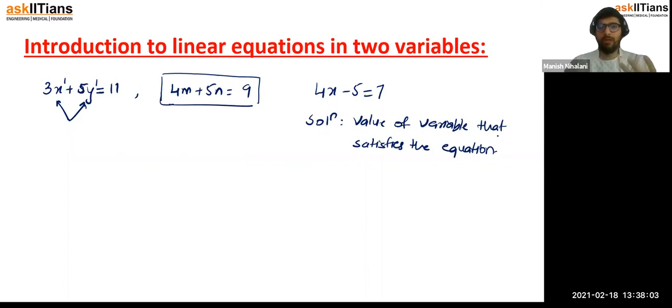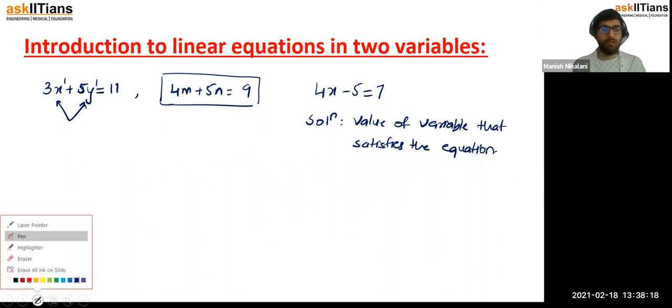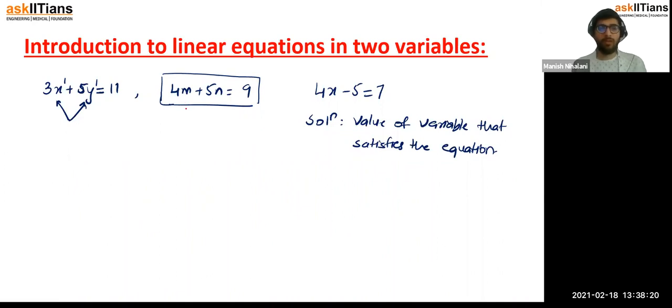Secondly, when we talk about linear equations in two variables, we say that one equation with two variables can have infinite solutions, as I was saying, because there would be many values of m and n which would satisfy this equation, right? If your m is equal to 1 and n is equal to 1, this also satisfies this equation, right? Because 4 into 1 plus 5 into 1 is just 4 plus 5, which is 9. LHS equal to RHS.